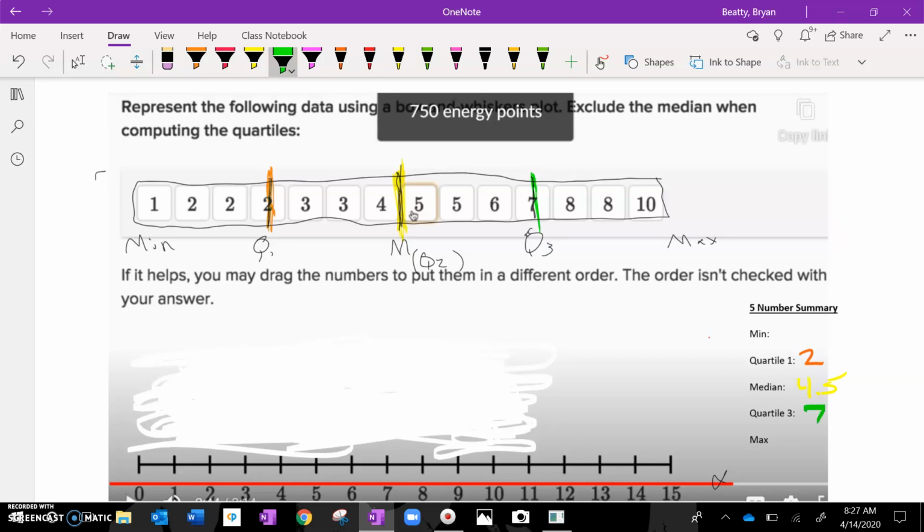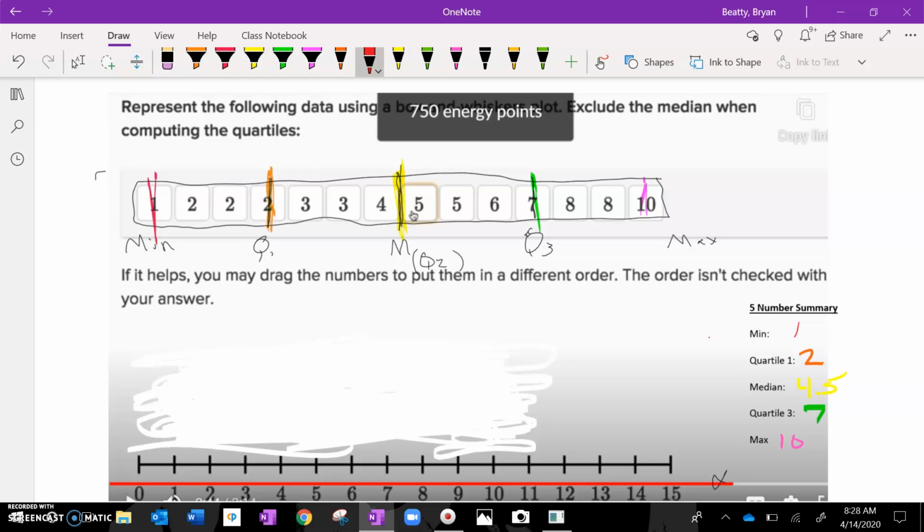And the max is 10. Well, okay. So the max is 10. And the min is going to be, say red, and the min here is 1. So the min here is 1. And that's all there is to it. We've got our 5-number summary. And to get a box and whisker plot, you just need that 5-number summary.